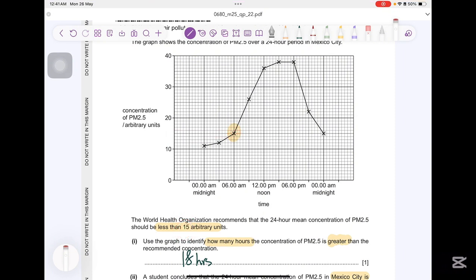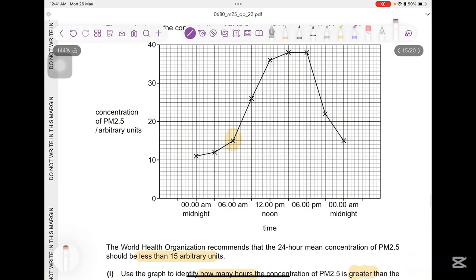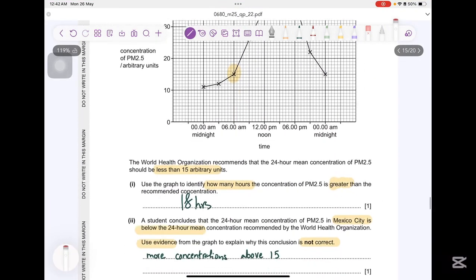Now use the graph to identify how many hours the concentration of the pollutant is greater than the recommended. The recommended is 15, okay? So they're asking you how many hours is it more than 15. You're going to take this part from this point onwards to this point onwards, okay? And if you count these hours from 6 a.m. to midnight, you're going to find it 18 hours. It's simple. It seems hard, but it's very simple, okay?